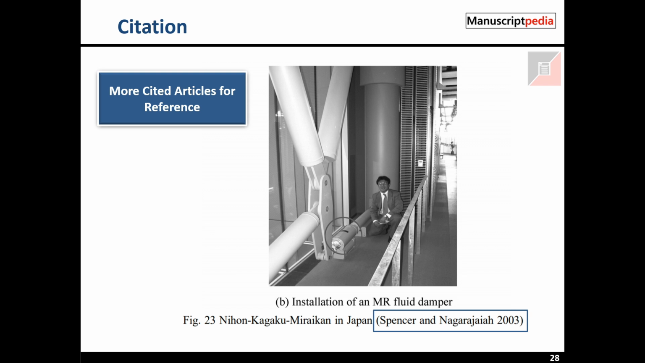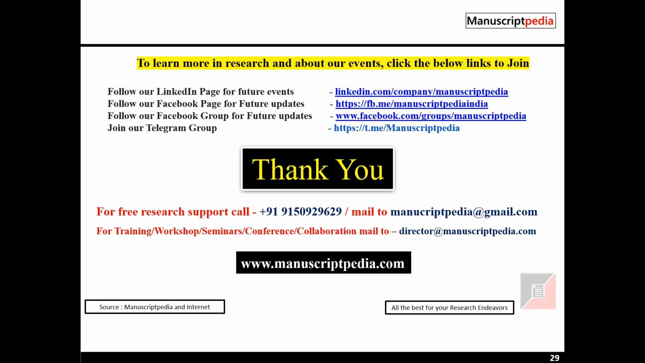And the images which were considered, you should cite every image which you have taken from some other article. Some researchers don't cite in the figure caption, and they write a sentence like figure 23 shows the installation of an MR fluid damper. Then if it is in a bracket, they mention the citation. So you can do it like that, or below the image, near the caption, you can cite it.